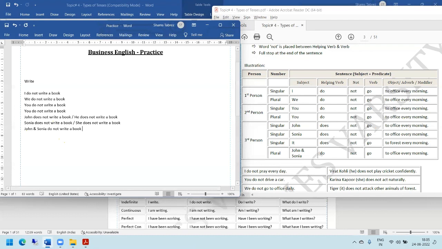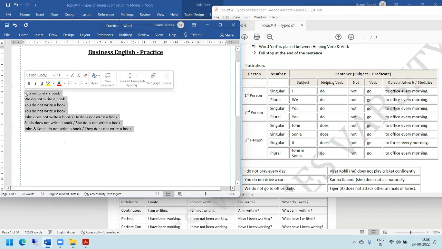Then what about here? They do not write a book. All right. So this is how we need to make negative sentences in simple present tense.